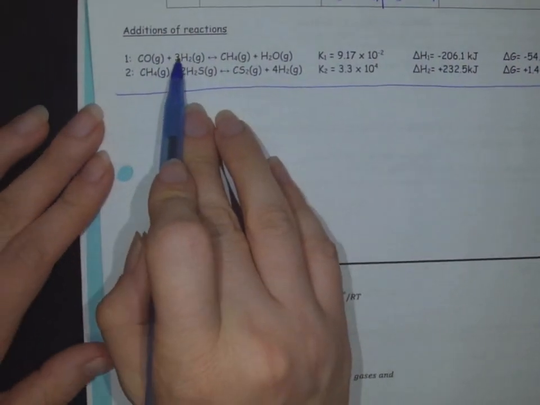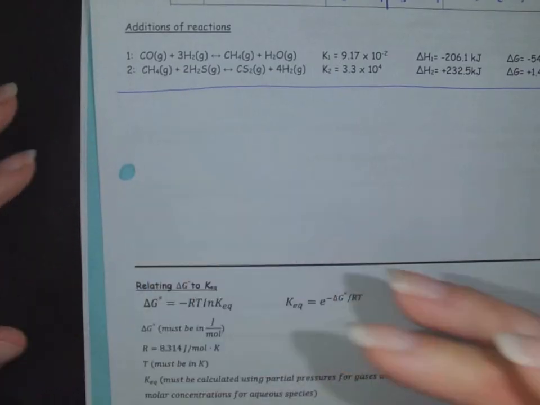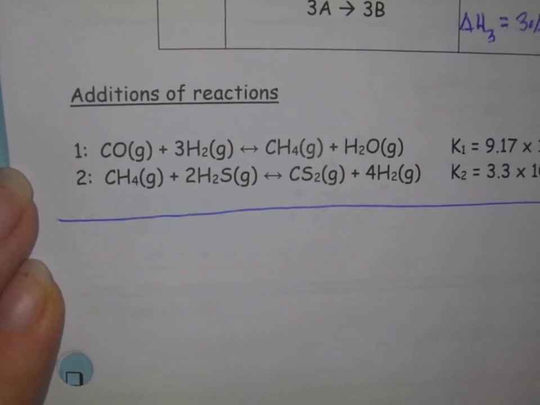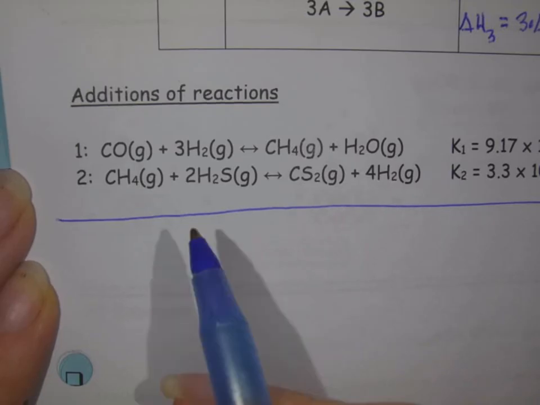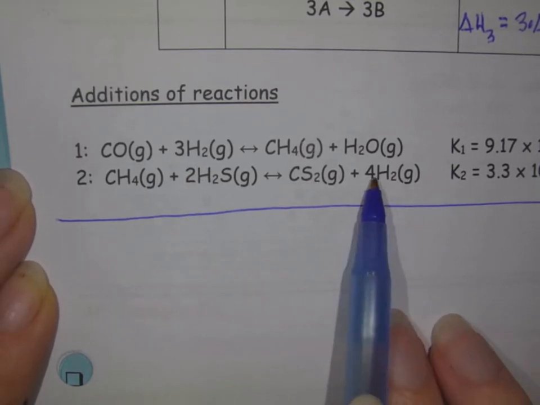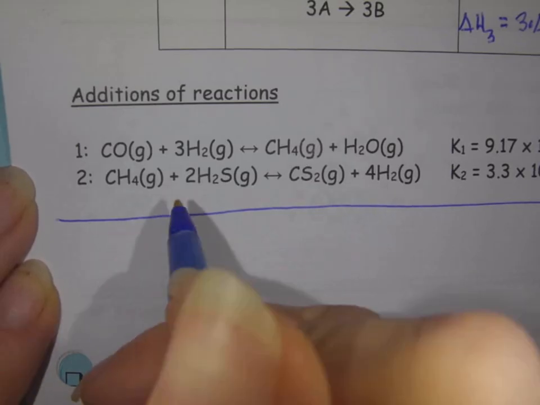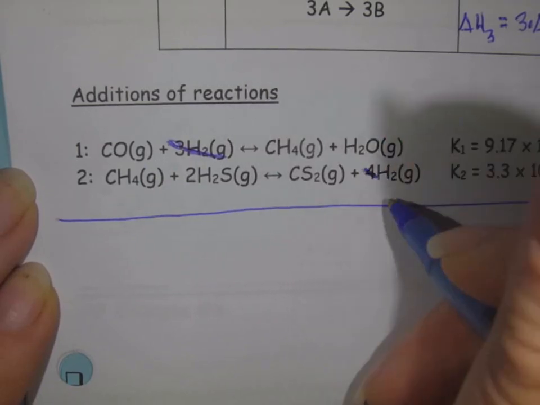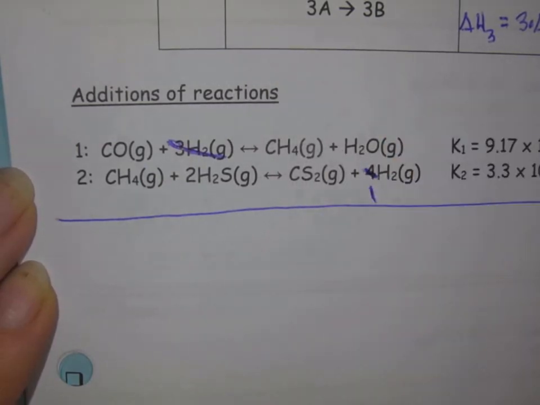What if I have reaction 1 and I want to add it to reaction 2? Okay. Reaction 1, I want to add it to reaction 2. Well, the first thing I need you to know is that if something shows up on both the product and the reactant side, then it's going to cancel. So here's an example. See this 3H2 on the reactant side and 4H2 on the product side? These 3 will cancel with 3 of those, leaving 1 left over.